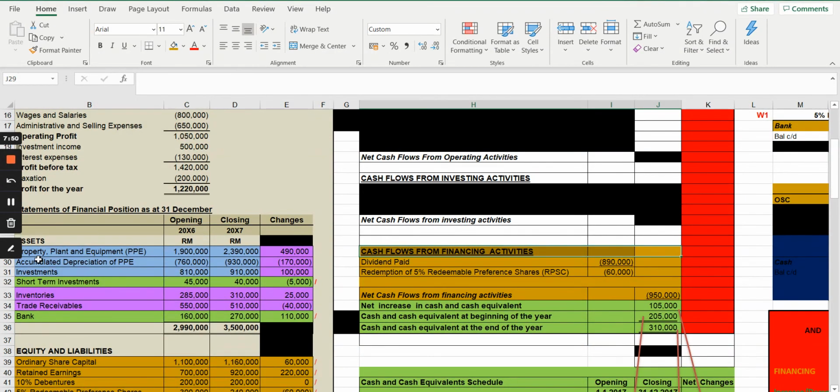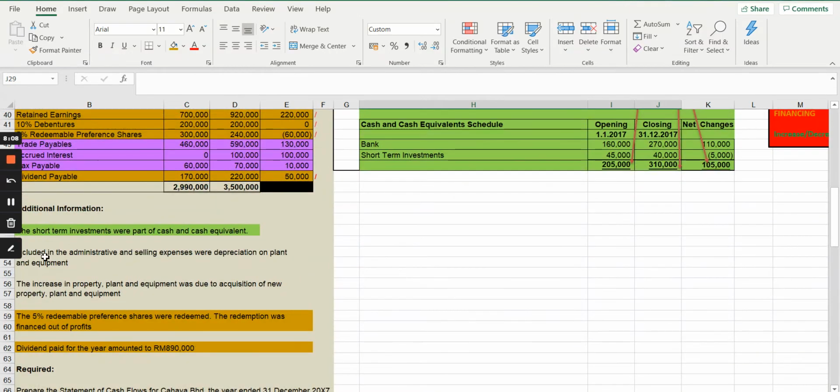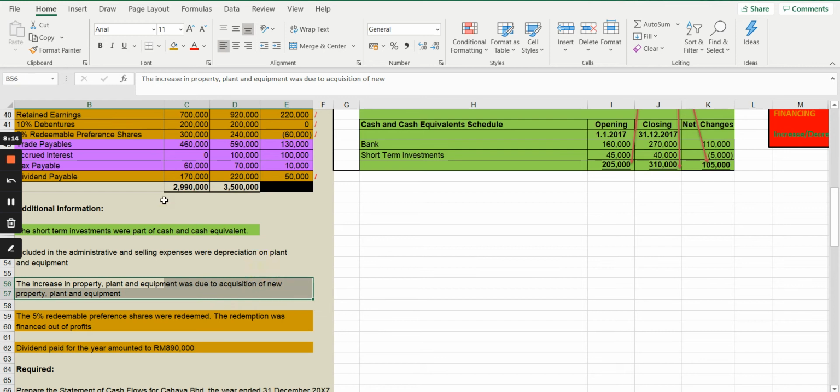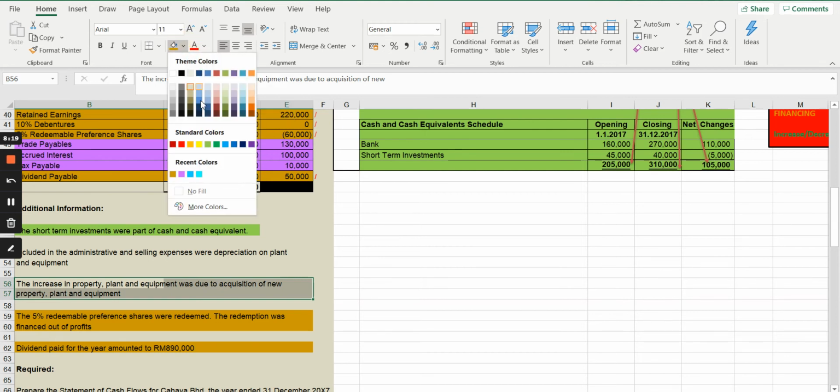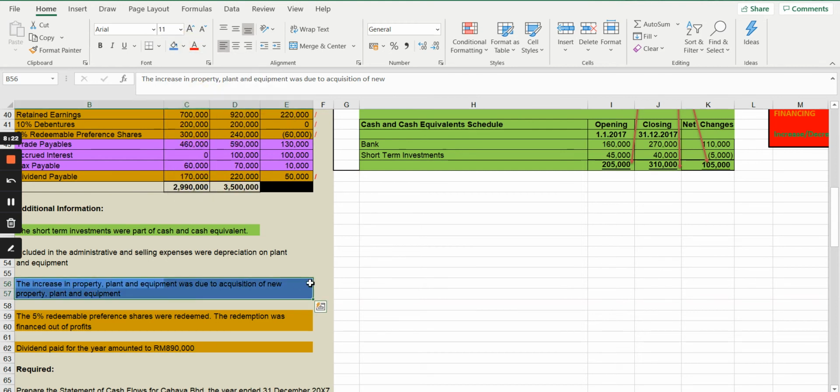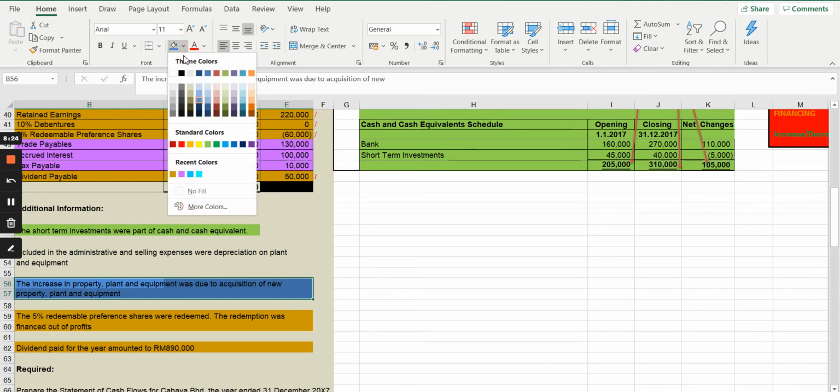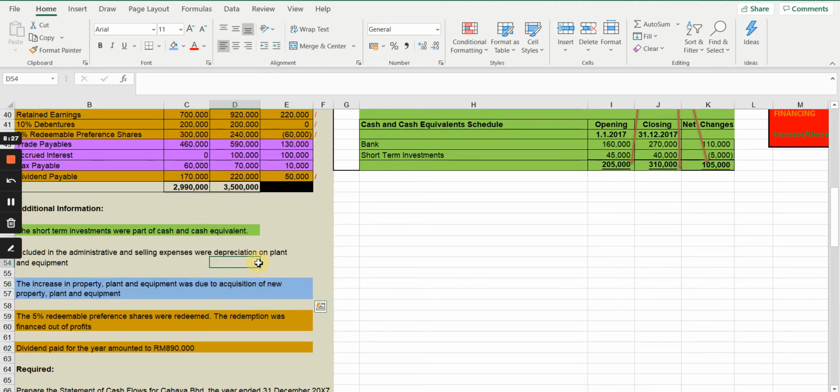Next, we go on to our cash flow from investing activities. Remember, investing activities is about any movement in your non-current asset and long-term asset like investment. So here you only have one item, which is property, plant, and equipment, together with its accumulated depreciation. If you check at the bottom of the information here, you are informed that the increase in the property, plant, and equipment was due to the new acquisition, meaning that there was an outflow of cash during that year that has caused the increase. There are cash being spent, right?